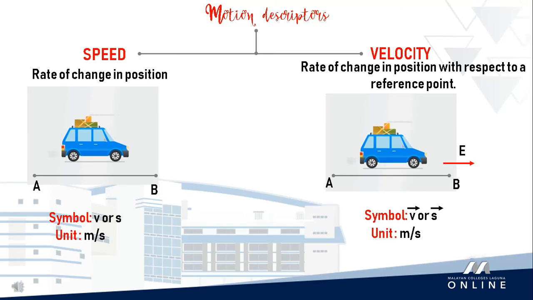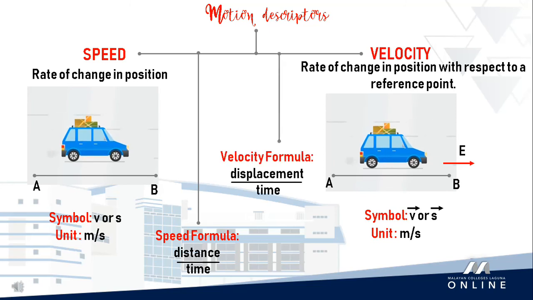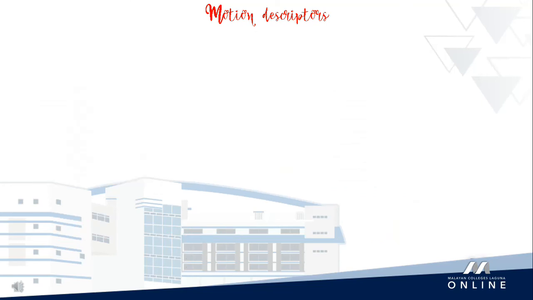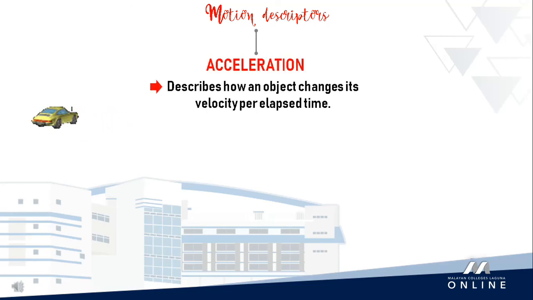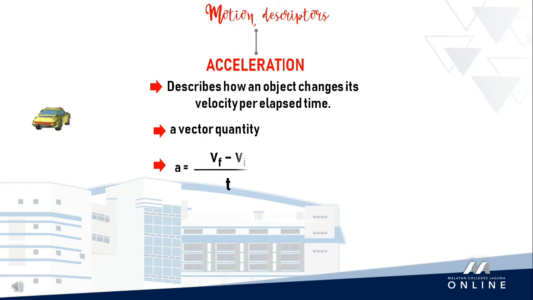Mathematically, we define speed as v is equal to d over t, where d is distance and t is time. Conversely, we can mathematically show the definition of velocity as v is equal to displacement over time. Last in our list of motion descriptors is acceleration, which describes how an object changes its velocity per elapsed time. Since velocity is a vector quantity, we say that acceleration too is a vector quantity. It has an SI unit of meter per second squared. Mathematically, we can define acceleration as a is equal to final velocity minus initial velocity all over time.